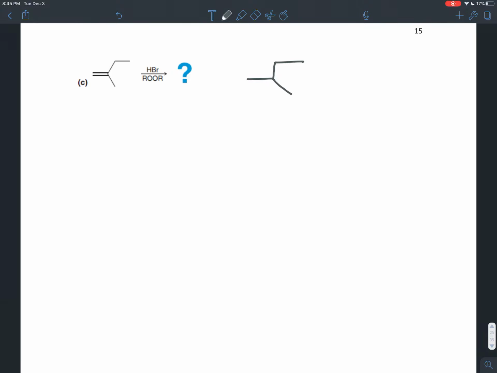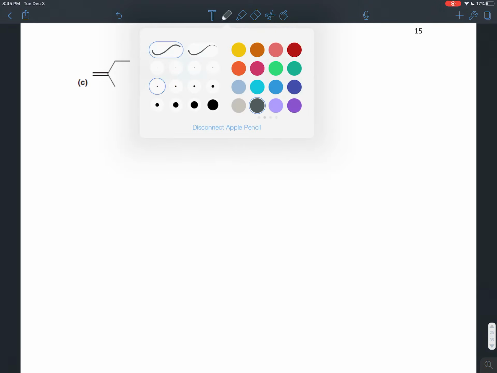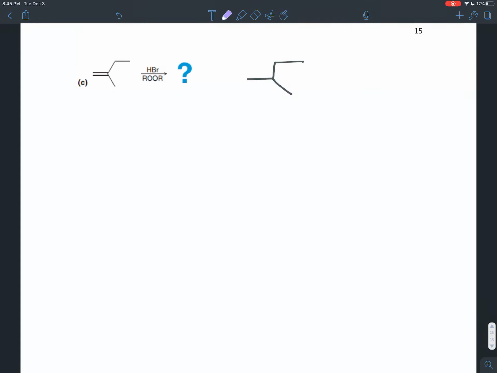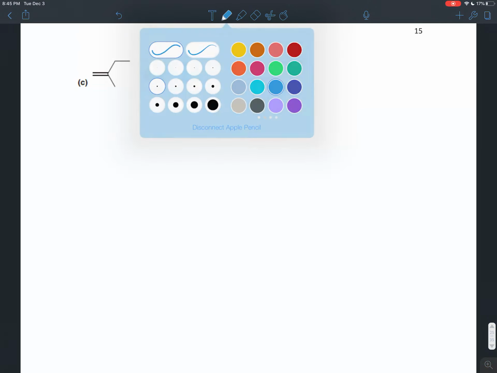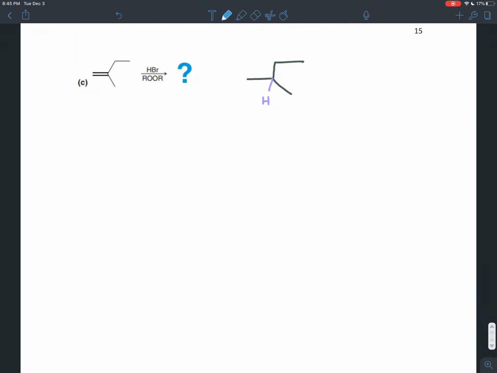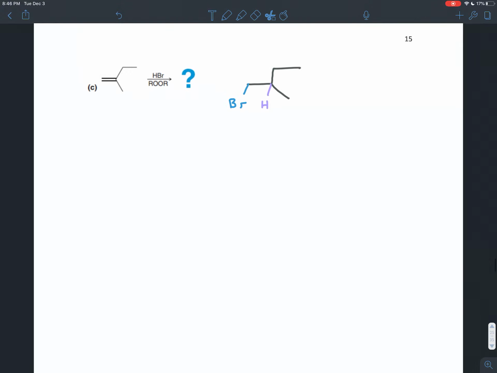So you will add a hydrogen to the more substituted carbon, and a bromine in this case, that's your halogen, to the less substituted carbon: anti-Markovnikov addition. So from the perspective of synthesis, that's what the product is going to look like. But how does that happen? It happens through a radical mechanism.